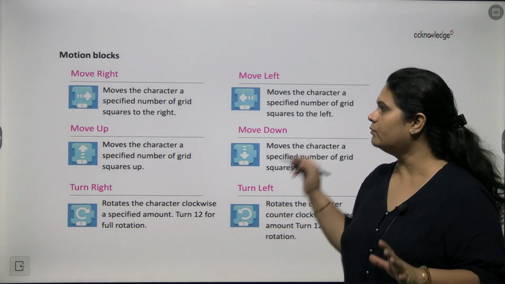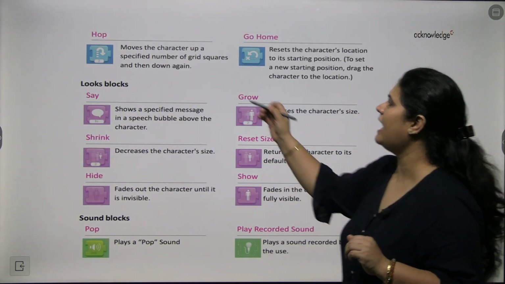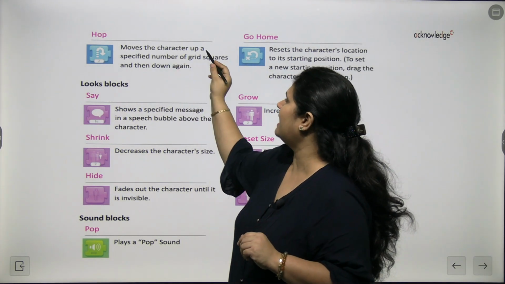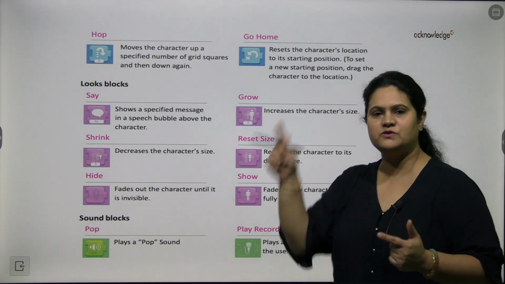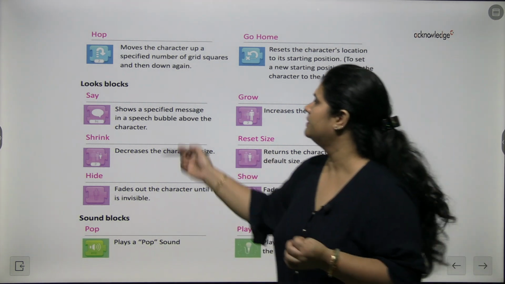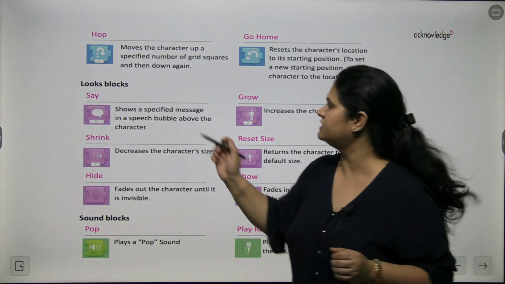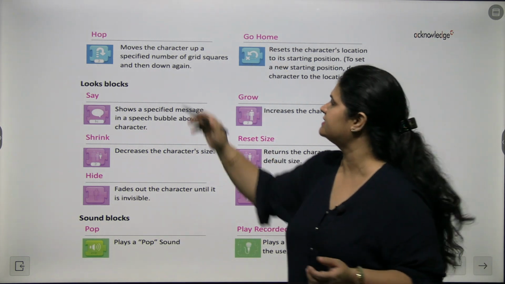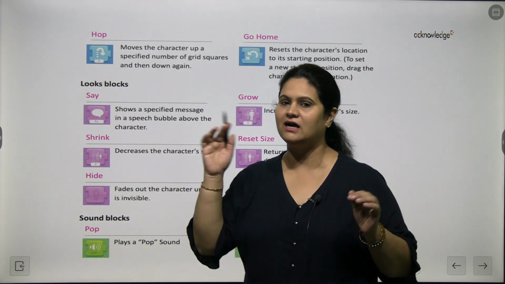I hope these motion blocks are clear to you. Let's see. We have a hop and go home motion block too. Hop moves the character up a specified number of grid squares and then down again. Children, you know hop means to jump. So your character takes a jump. Whatever number you specify here, it will move up that many grid squares and then it will come down again. So it will be like a hop, like a jump.